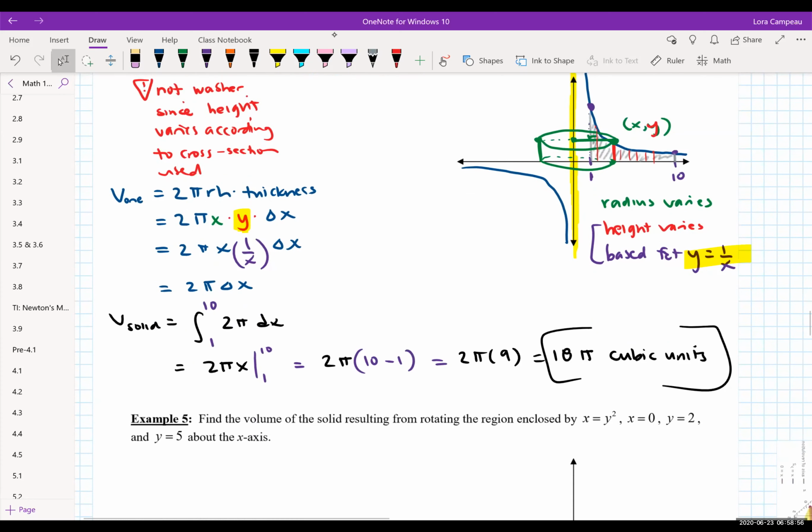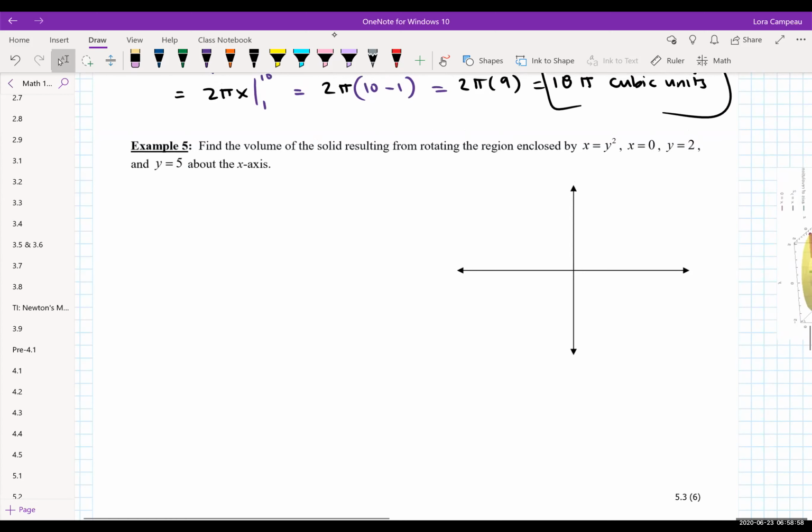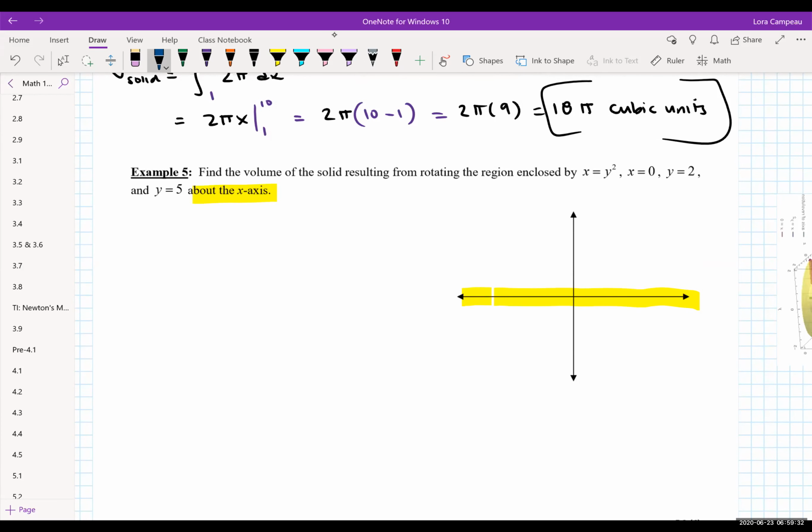Okay, so now we're going to find the volume of the solid resulting from rotating the region enclosed by x equals y squared, x equals 0, y equals 2, and y equals 5 about the x-axis. So the only thing I always remember is, make sure we understand we're revolving about the x-axis. And I know we're in the shell section, so we're probably using shells, but let's justify why before we just jump into that. Sometimes it helps just understanding pictures.